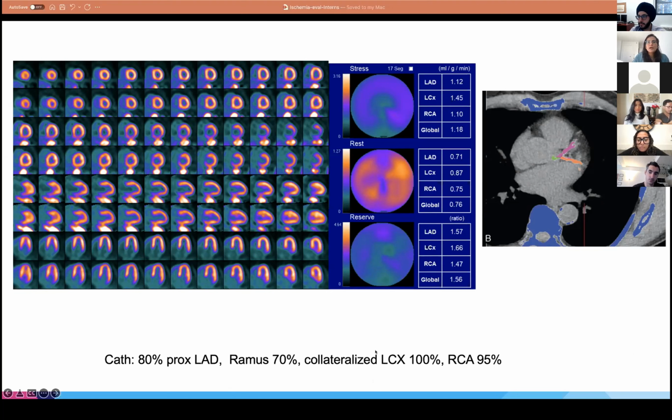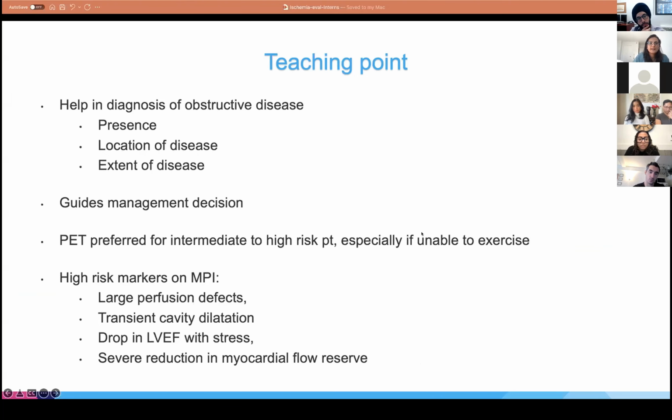So this is how stress testing and PET can help in terms of not only helping us localize disease, RCA, but this says that it's probably everywhere. It actually helps us understand the extent of disease, that this patient has multi-vessel involvement, looking at the flows, and helps us in diagnosis of disease, but it also helped us guide our management. Because there was significant disease and decreased flow everywhere, this patient was referred for bypass surgery.